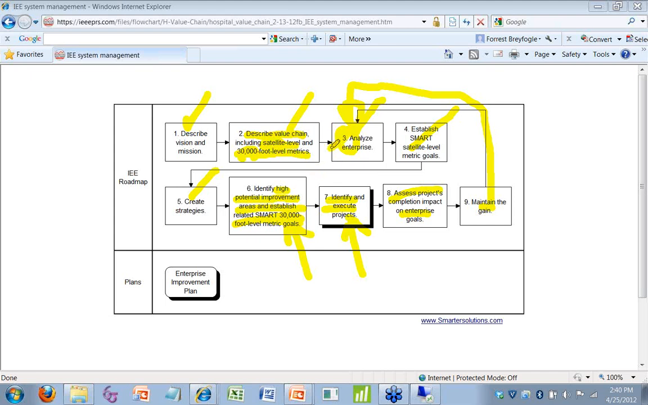Now, if you notice here, this is somewhat of a loop. This is like Deming's Plan, Do, Check, Act, continuous improvement, but we're only applying it to the overall business system. Now, let's figure out where we should focus our improvement efforts.